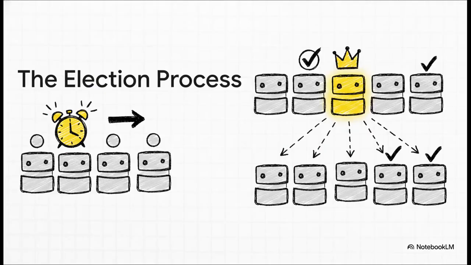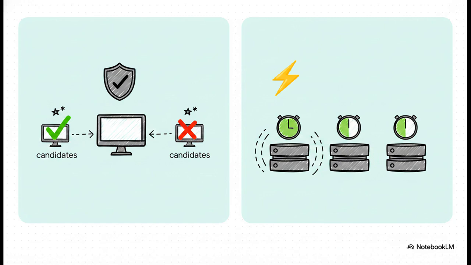And the election itself is actually pretty simple. So a follower's little timer goes off. The first thing it does is increment the term number, kind of starting a new era. Then it changes its state to candidate. It immediately votes for itself, and then it fires off request vote messages to all the other servers. If it manages to get votes from a majority of the servers, boom, congratulations, it's the new leader for this term.